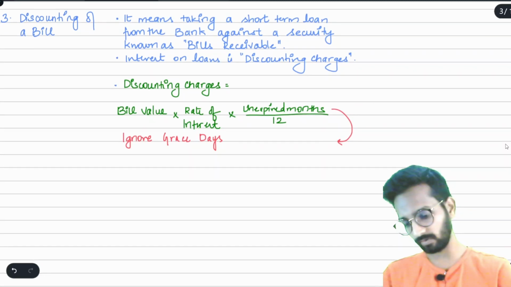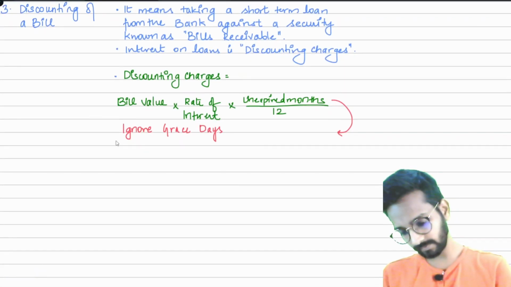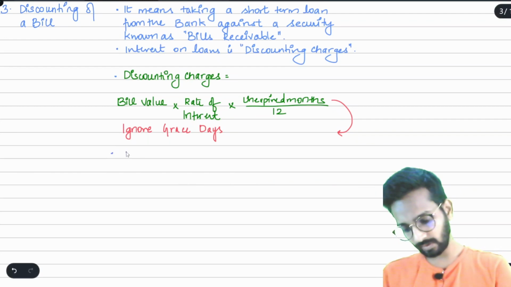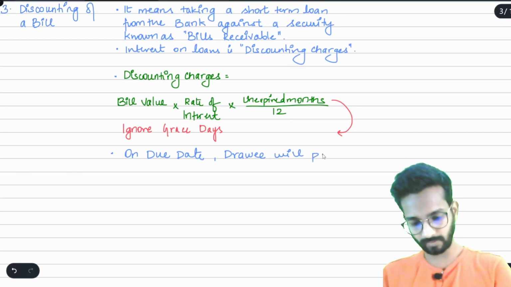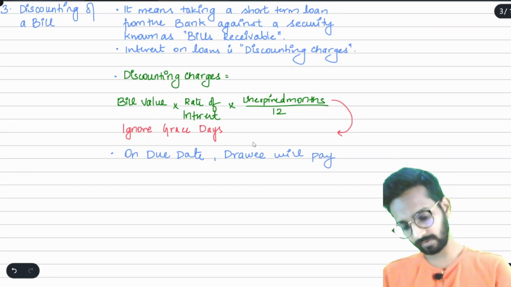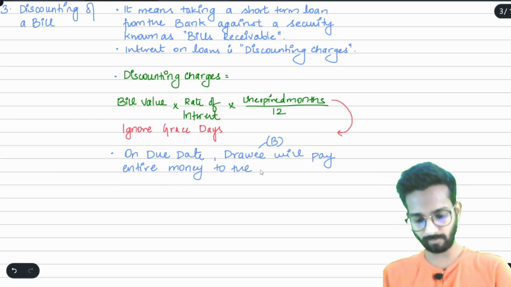Okay. Now, the next point here is, on due date, the drawee will pay. Drawee means who? B will pay the entire money to the bank.